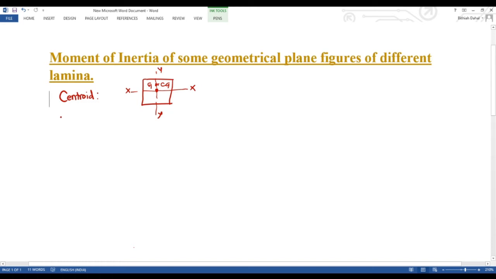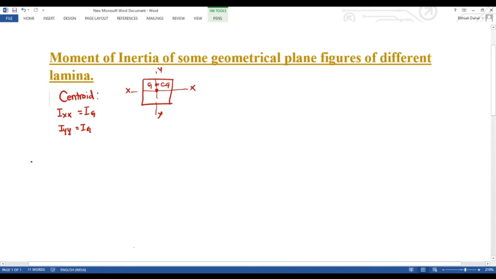So my moment of inertia about the centroidal axis along the x axis will be equal to Ix, or I can also denote it as Ig, and my moment of inertia about the y axis, about the centroidal axis, will be Iyy equals Ig again. So this is the simple meaning of centroid. It means that where the two axes are coinciding, or crossing each other, that point is known as the centroid of this plane.